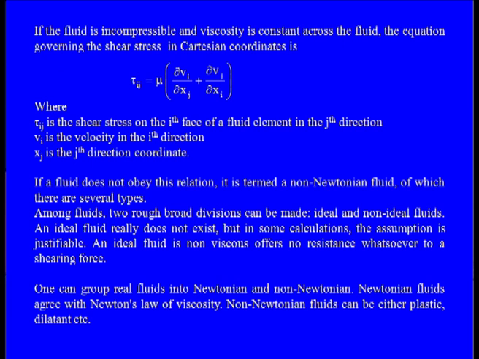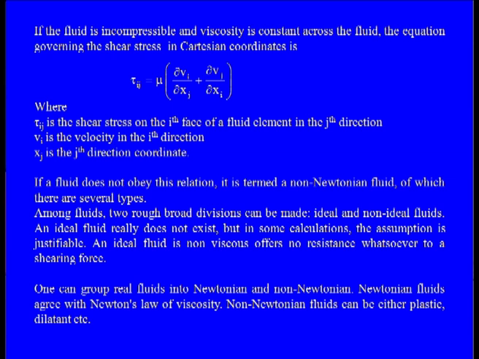For a Newtonian fluid, the viscosity by definition depends only on temperature and pressure, not on the forces acting upon it. If the fluid is incompressible and viscosity is constant across the fluid, the equation governing the shear stress in Cartesian coordinates is tau ij equals mu, since it is a constant, times (del v i by del x j plus del v j by del x i), where tau ij is the shear stress on the ith face of a fluid element in the jth direction. i stands for the face of the fluid element, j stands for the direction, v i is the velocity in the ith direction, and x j is the jth direction coordinate. If a fluid does not obey this relation, it is termed a non-Newtonian fluid, of which there are several types.